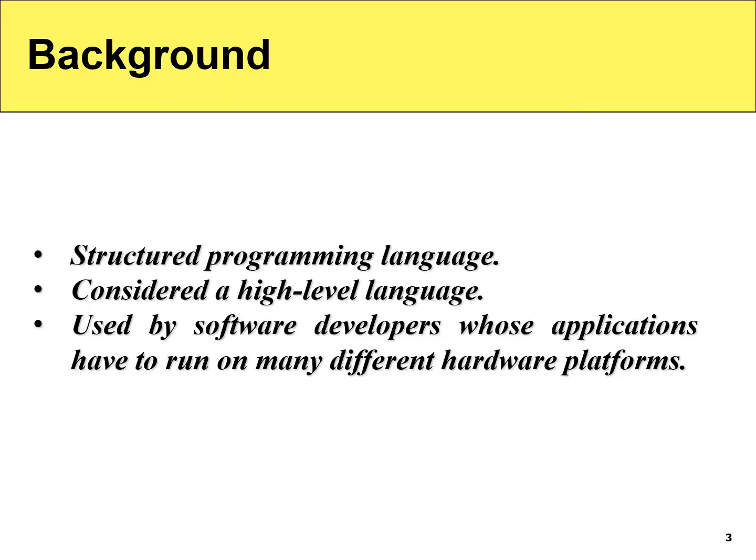First, we will start with the background of the C language. C is a structured programming language. It is considered a high-level language because it allows the programmer to concentrate on the problem at hand and not worry about the machine that the program will be using. That is another reason why it is used by software developers whose applications have to run on many different hardware platforms.